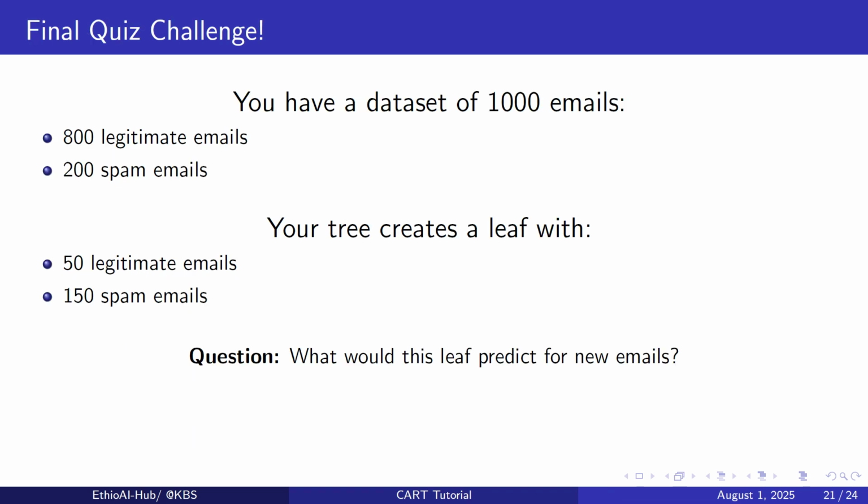Python implementation no. Final challenge: you have a dataset of 1000 emails, 800 legitimate emails and 200 spam emails. Your tree creates a leaf with 50 legitimate emails and 150 spam emails. So what would this leaf predict for a new email? አዲስ ለሚመጣ ኢሜል ምንድነው predict የሚያደርገው?